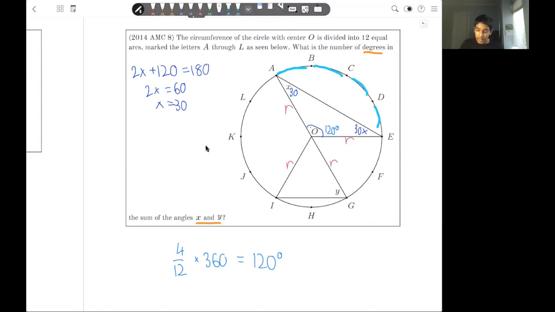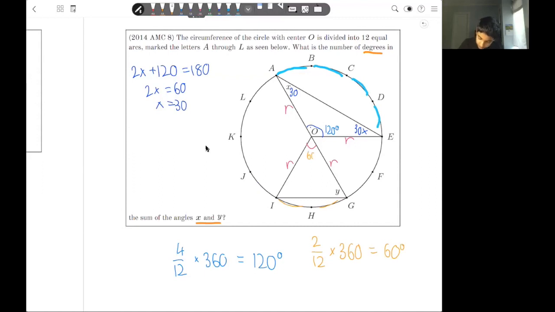So now you find the value of X. Now let's find the value of Y. Okay, so what is the measure of angle IOG, this angle? The measure of this angle is just going to be, well, we have 2 parts out of 12 parts, so it's just going to be 2/12 of 360, which is 60 degrees.